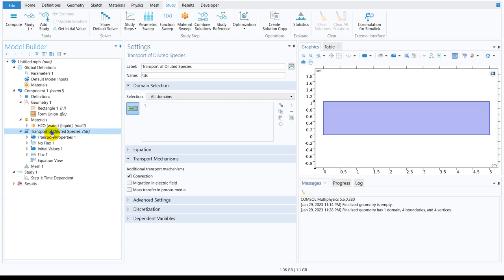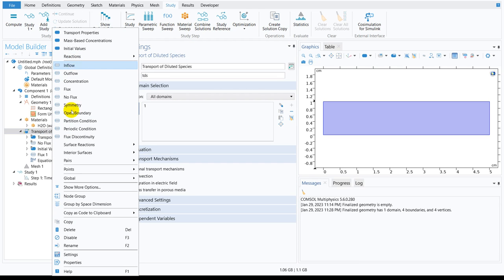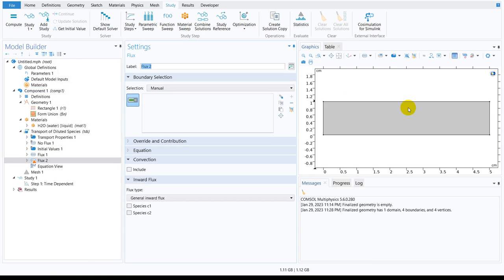And let us say another flux, suppose there is another flux at the other end, and for this one it is C2, and C2 is also coming with a flux 1E-3. So you visualize the situation: you have a problem where on the left hand side you have a flux for C1, and on the right hand side you have a flux for C2.